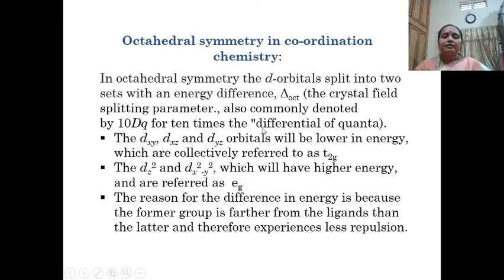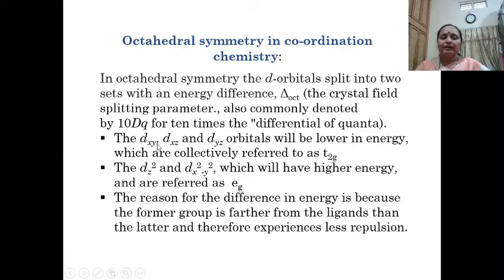The crystal field splitting parameter is commonly denoted by 10 Dq. And what does 10 Dq mean? 10 Dq actually means 10 times the differential quantum. So this difference between the two energy sets is 10 Dq, which is called 10 times the differential quantum. The orbitals are going to split into 2 sets.